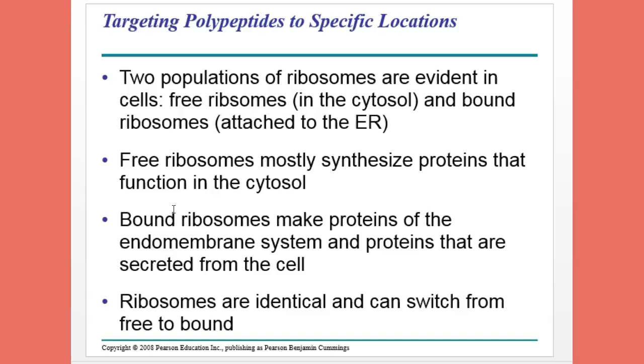Alright, targeting these polypeptides to specific locations. Two populations of ribosomes are evident in the cells: your free ribosomes, which are in your cytosol, and your bound ribosomes, which are attached to your ER. Your free ribosomes mostly synthesize proteins that function in the cytosol, and your bound ribosomes make proteins of the endomembrane system and the proteins that are secreted from the cell. Ribosomes are identical and can switch from free to bound.